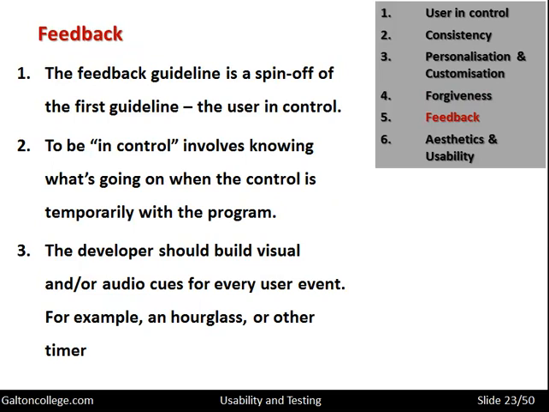Feedback. Well, feedback guidelines are a spin-off of the first guideline, the user in control. To be in control involves knowing what is going on when the control is temporarily with the program. So when the program is doing something, the user still knows what's going on. The developer should build visual and or audio cues for every user event. For example, an hourglass or a timer.